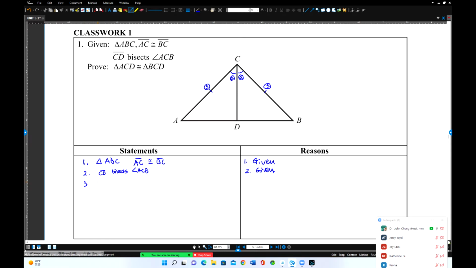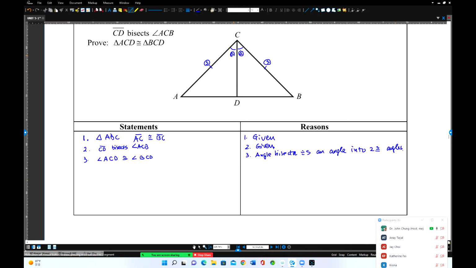Now from 2 we can say angle ACD congruent to angle BCD. The reason is already given in the first page. Segment bisector? No, this is by angle bisector, okay? Angle bisector divides an angle into 2 congruent angles. It's okay? Angle bisector divides an angle into two congruent angles. That's the reason.